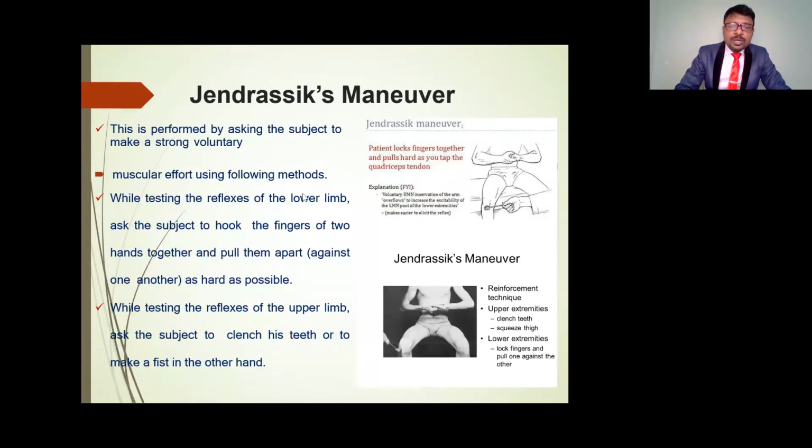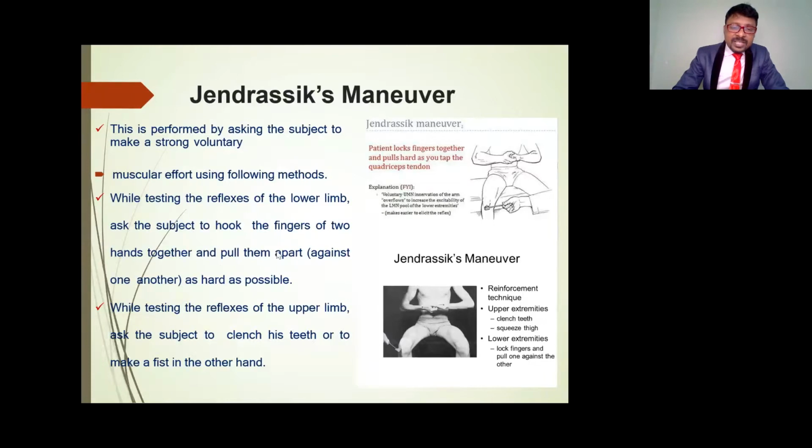While testing the reflex of the lower limb, ask the patient to hook the fingers of the two hands together and pull them apart. So if you are checking the lower limbs, ask them to hold the hands in a hook-like position and pull. They are voluntarily activating, concentrating on the upper limbs, so the lower limbs will be relaxed. If you stimulate the quadriceps, that is the patellar tendon, and also the ankle jerk, the response will be more prominent.